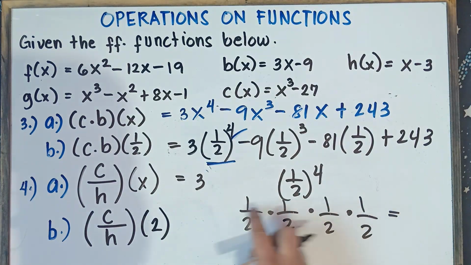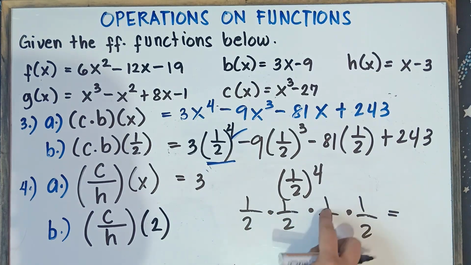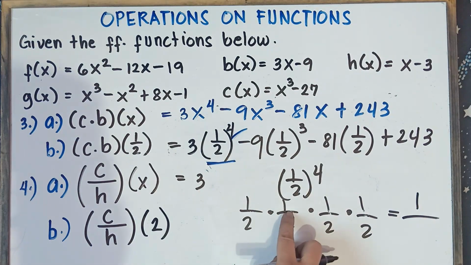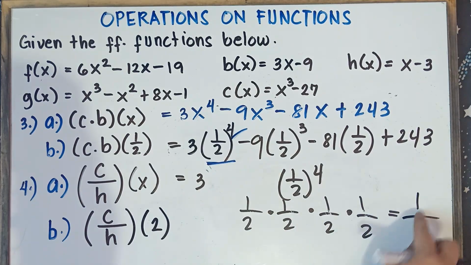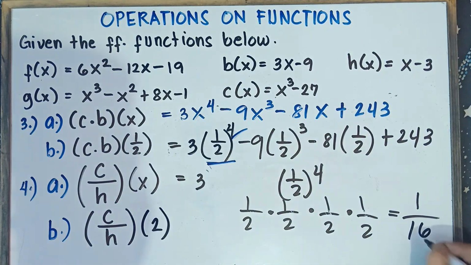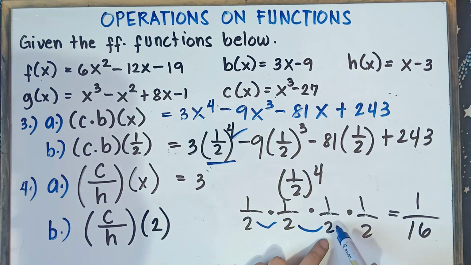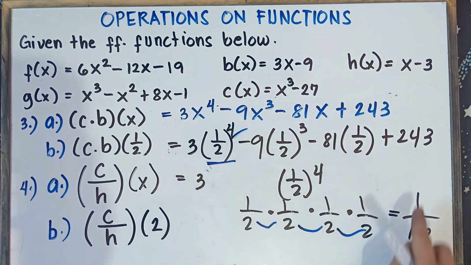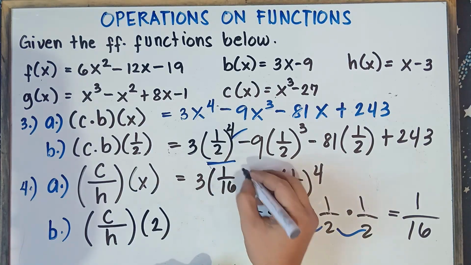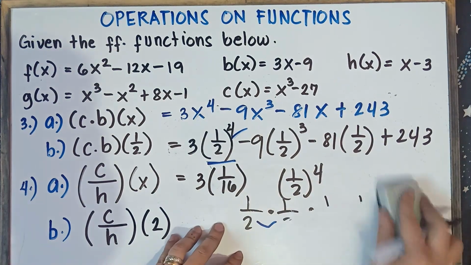So simply multiply the numerators. 1 times 1 is 1, times 1 is 1, times 1 is 1. And then multiply the denominators. 2 times 2 is 4, times 2 is 8, times 2 is 16. Once again, class, I hope you're not confused. So therefore, 1/2 raised to the power of 4, the answer is 1 over 16. So this will be 3 times 1 over 16, close parentheses, alright.